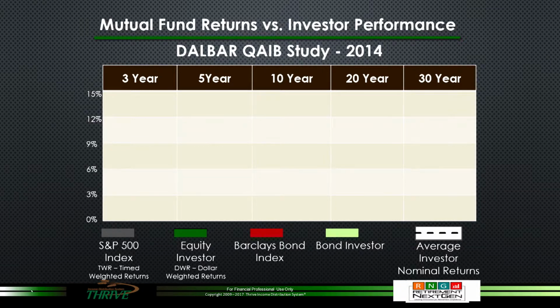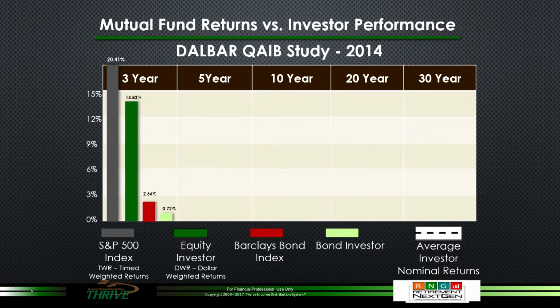So this 3-year period is the last 3 years of that 30-year period, so 2012, 13, and 14, and then the 5-year period before the end of that 30-year tranche, the 10-year period, the 20-year period, and the 30-year period. So let's take a look at 2012, 13, and 14. You can see that the S&P 500 index, the time-weighted returns were 20.41%. But if we look at the average equity investor in America during that same 3-year period, based on the dollar-weighted returns, their average return was 14.82%. Now you may say, well, Curtis, that seems to be a really good rate of return. And as a matter of fact, it is. But it certainly isn't what the raw S&P did.